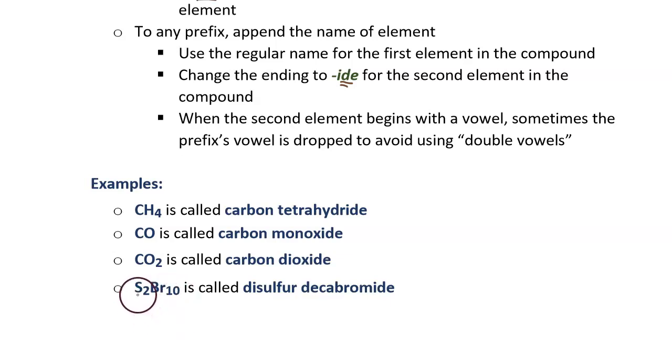S2Br10. S is sulfur. The little 2 means it's disulfur. Br is bromide, and the 10 is deca, so that's decabromide. Disulfur decabromide. Notice that there was never the prefix mono on the first part of the name, although the prefix mono can appear on the second word in the name. Notice that every time the first word in the name does not end in "ide", but every time the second part of the name does end in "ide".